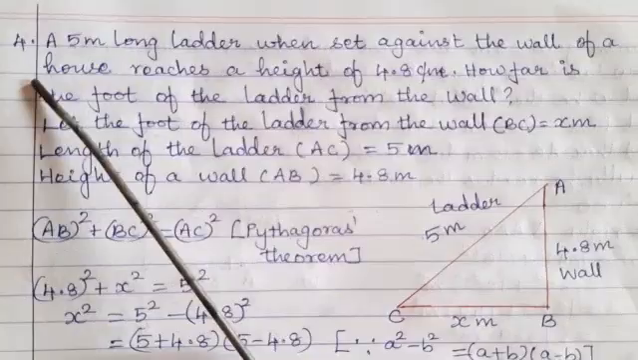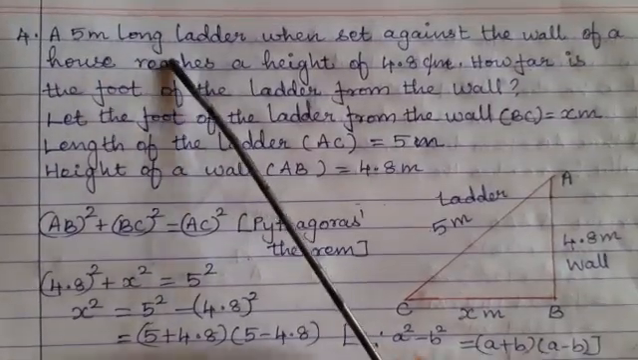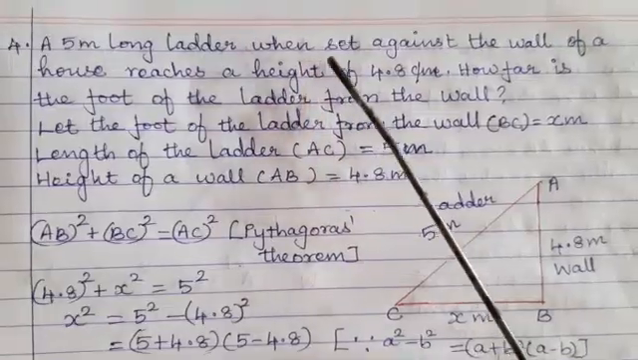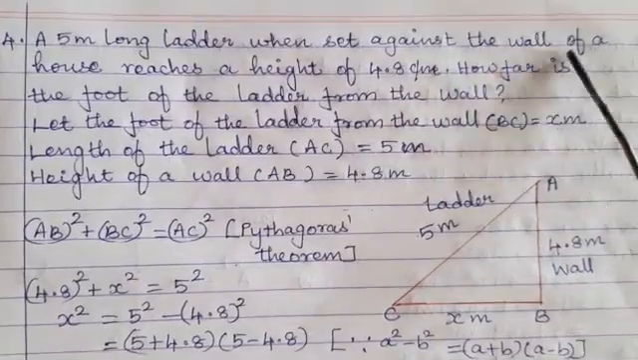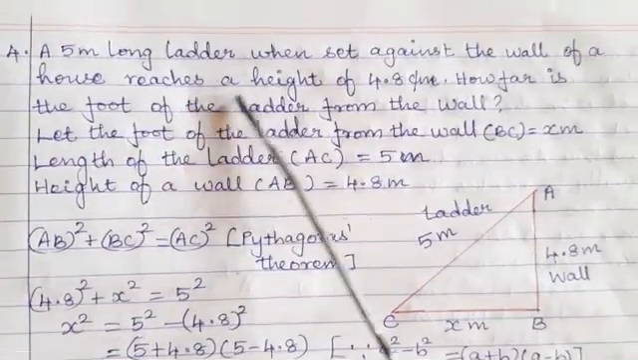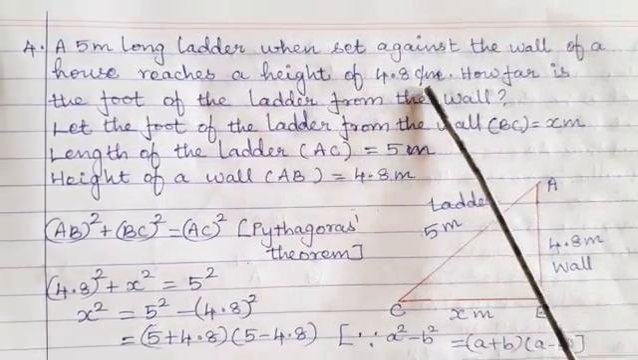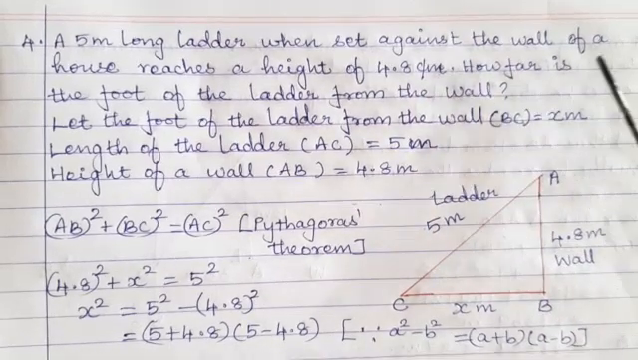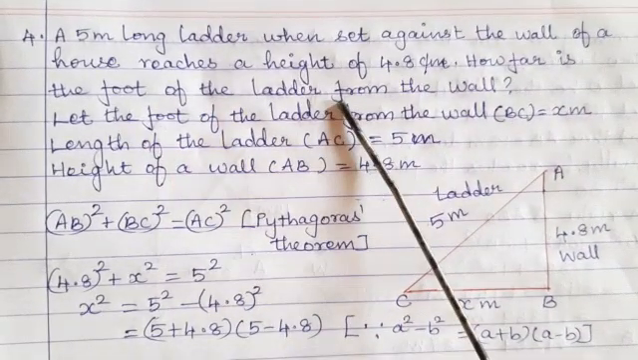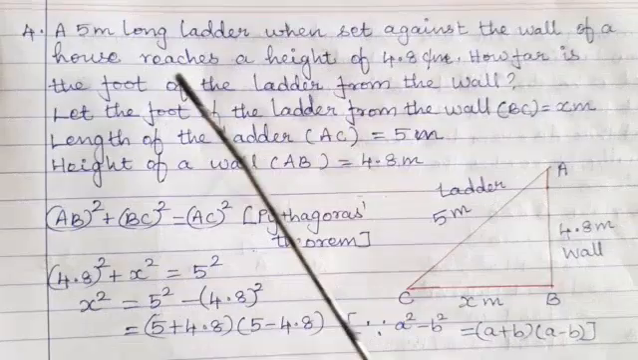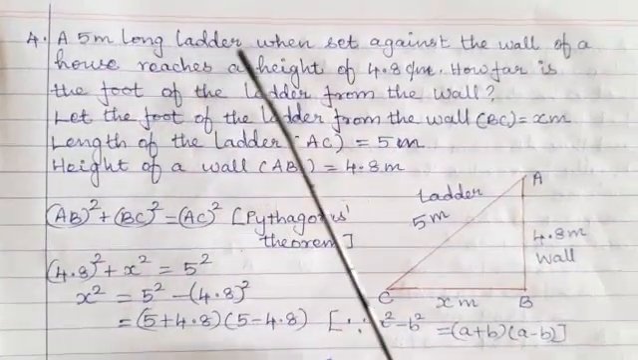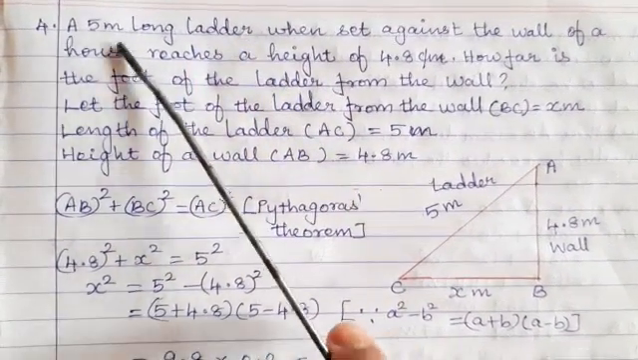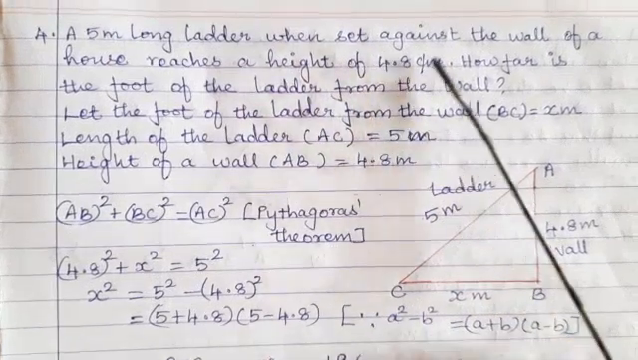Question number 4. A 5-meter long ladder, when set against the wall of a house, reaches a height of 4.8 meter. How far is the foot of the ladder from the wall? So what is given there? The 5-meter long ladder. So the length of the ladder is 5 meter. Then it is set against the wall.